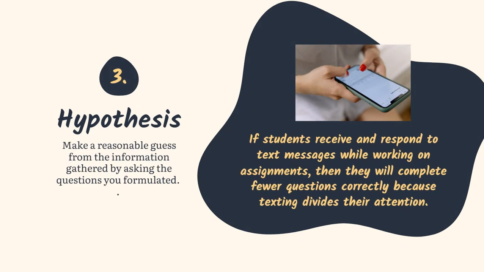Step 3. Form a hypothesis. Make a reasonable guess from the information you've gathered by asking all the questions you had. Let's hypothesize that if students receive and respond to text messages while working on an assignment, then they will complete fewer questions correctly because texting divides their attention.